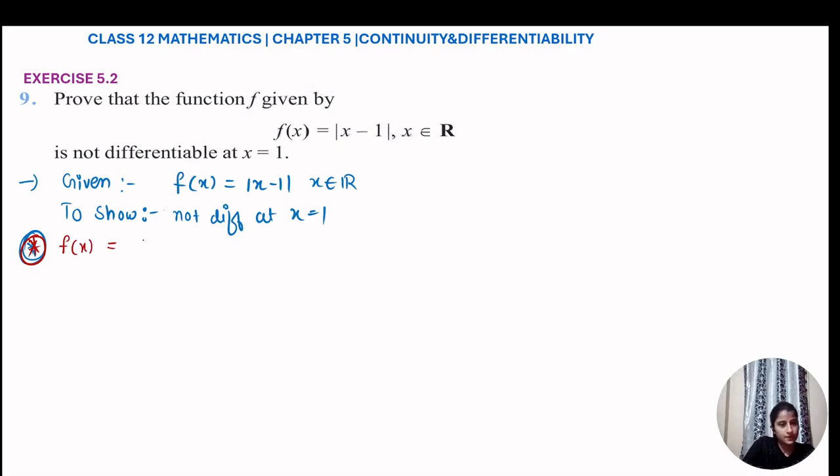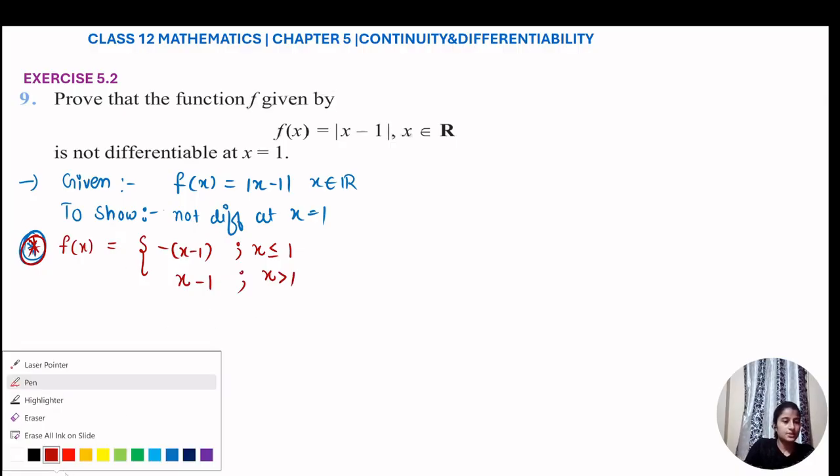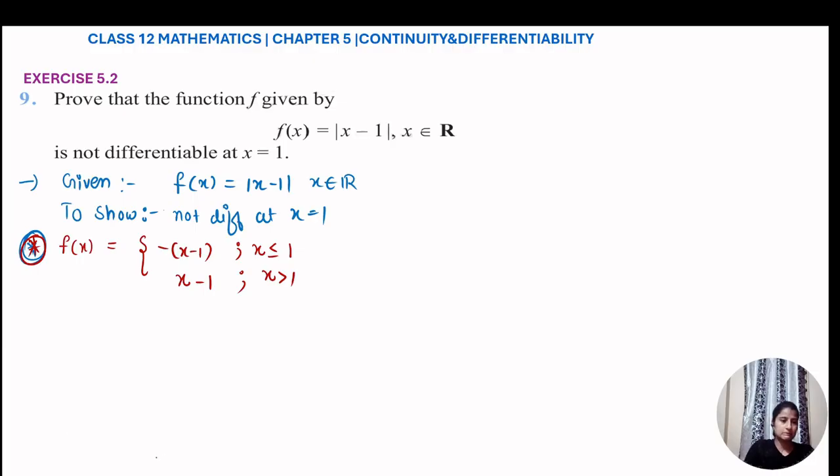As it is mod of x minus 1, it can be written as: if x is less than or equal to 1, then your function will be minus of x minus 1. And if x is greater than 1, then your function is defined as x minus 1. This is your function f of x. Now let's check the differentiability. Now it will be a piece of cake for you, very simple.